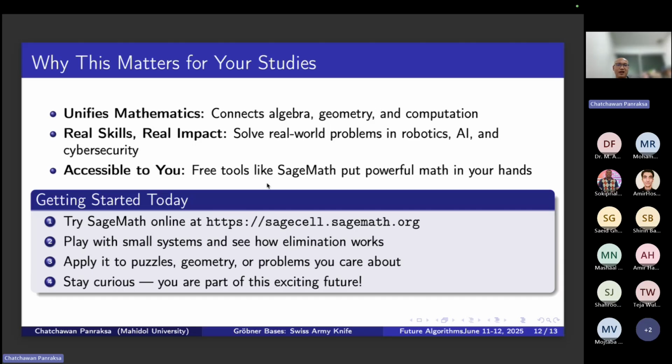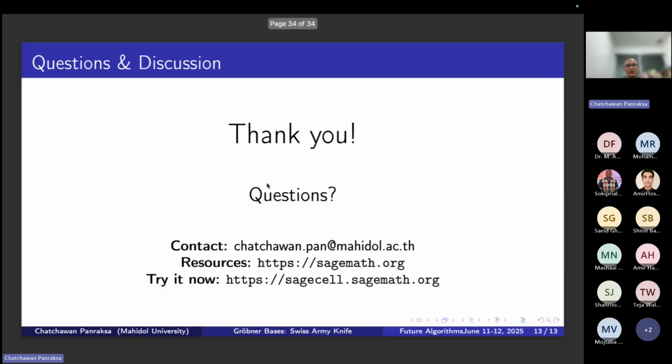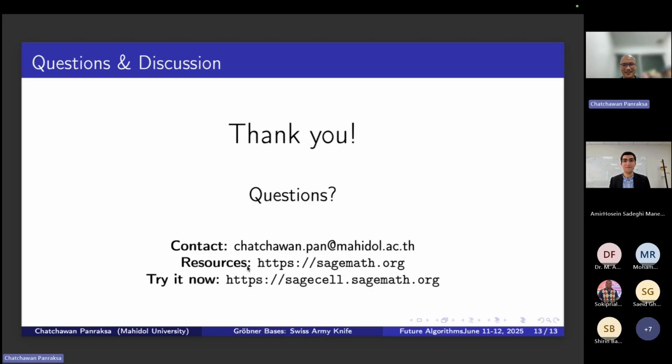I mean, sale.sagemath.org, or if you are a little more serious and you want to use it on your computer, you can download it from sagemath.org. So I hope you will enjoy using the Gröbner basis in your mathematical problems, or in your computer science project as well. And hopefully you try SageMath if you haven't tried already. So I think I'll stop here, and if you have any questions, please ask.